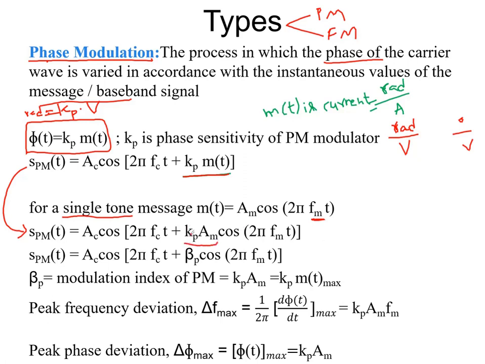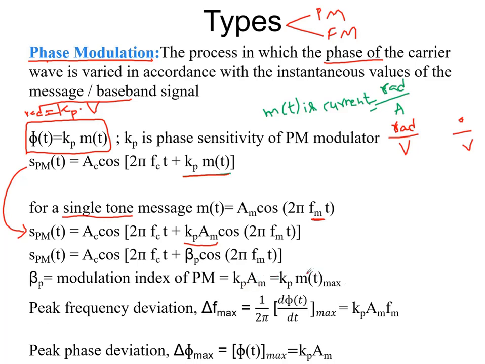That is the product of phase sensitivity multiplied with the amplitude of the message, which may be called the modulation index for phase modulation, which is represented as beta suffix p. Beta suffix p represents the modulation index of phase modulation, which is written as kp times Am, or in general it may be written as kp times the maximum value of the message signal. This is for any generic equation. This is for a specific equation.